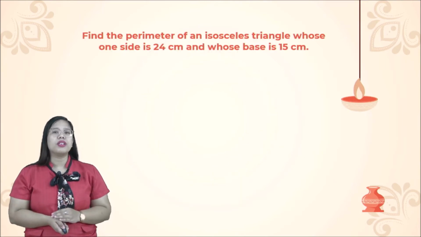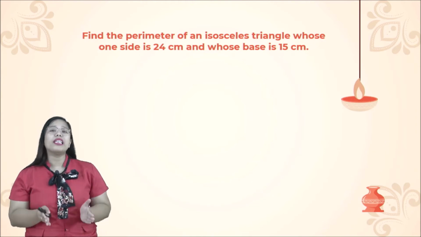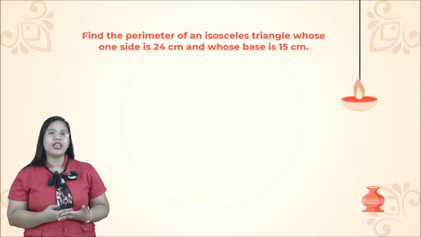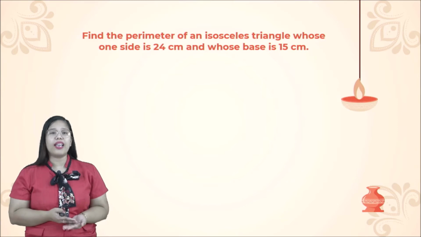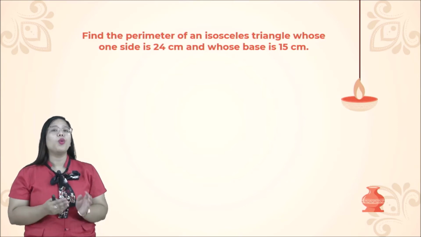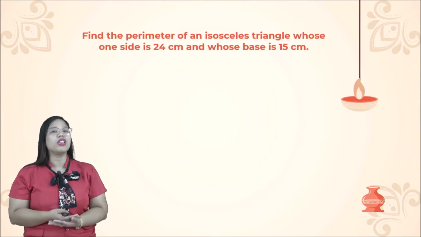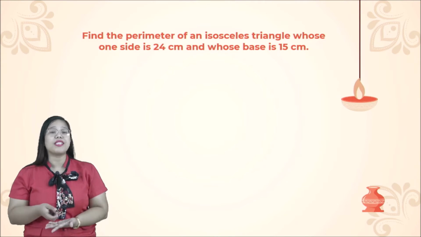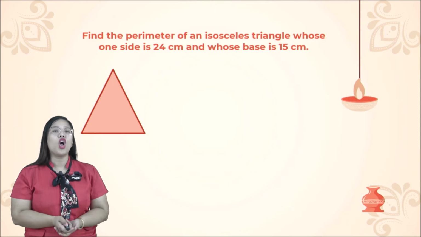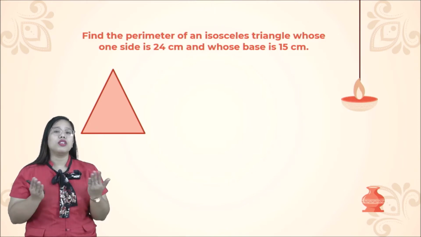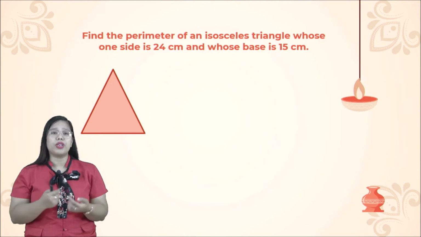Next one, we need to find the perimeter of an isosceles triangle. So again, kids, when we are talking about isosceles triangle, it means 2 equal sides only. We need to find the perimeter of an isosceles triangle whose one side is 24 centimeter and whose base is 15 centimeter. This is an example of isosceles triangle. As you can see, kids, the 2 sides are congruent to each other.